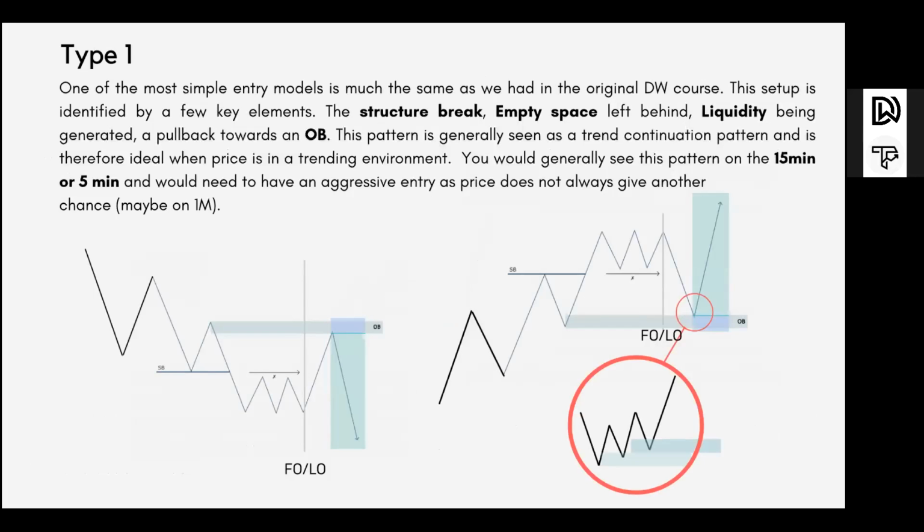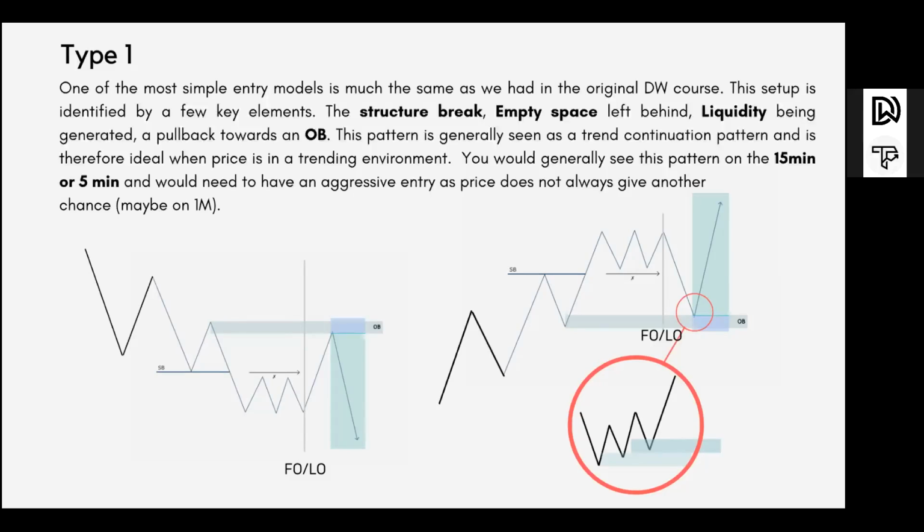This one is the most simple entry model, and it's much the same as we had in the original DW course. This setup is identified by a few key elements, and I've discussed this before in a lot of the chats, and we've set up a checklist as well. But basically, we want to see price breaking structure on the lower time frames, specifically 15-minute and 5 minutes. We want to see that structure break. We want to see that empty space left behind, which is our imbalance, the liquidity being generated, and then a pullback towards that order block.